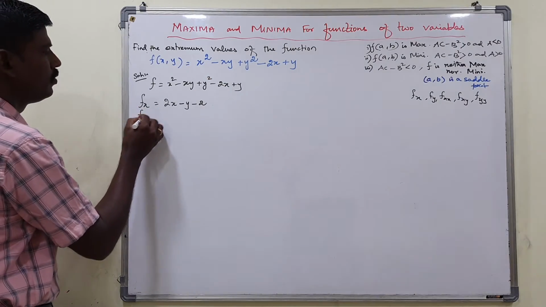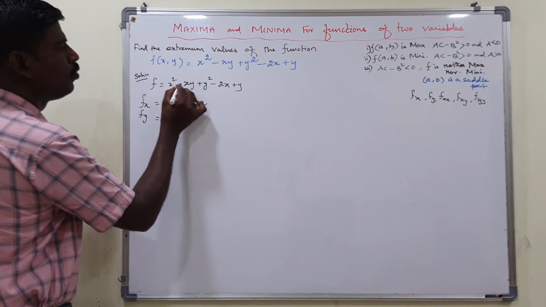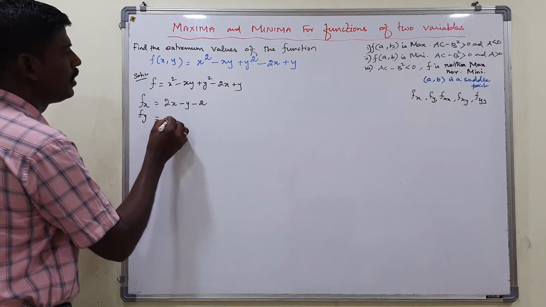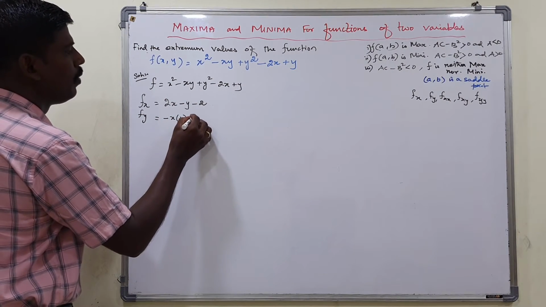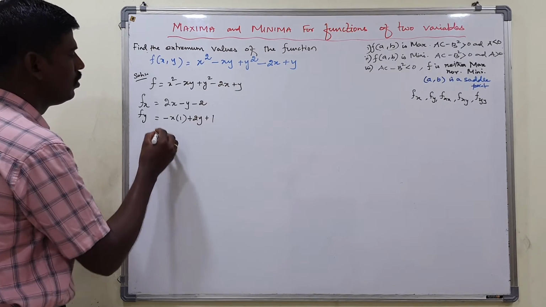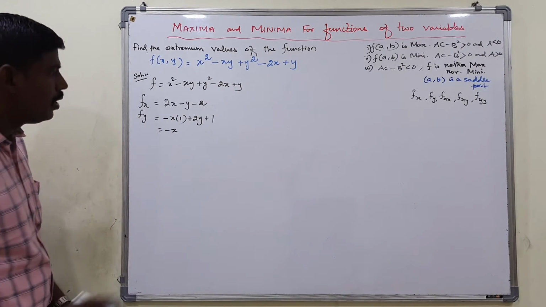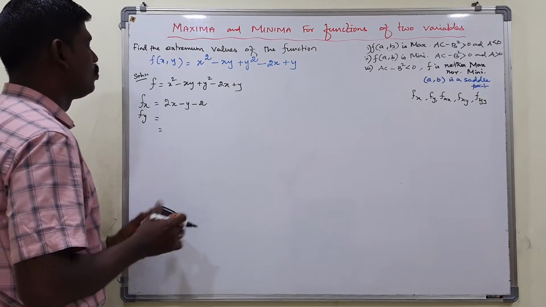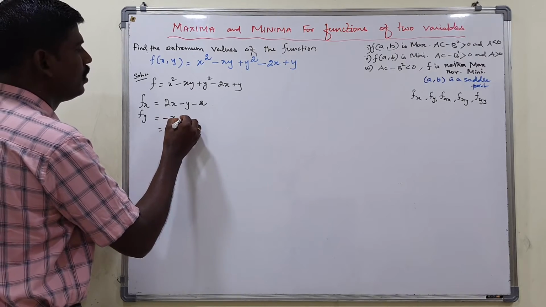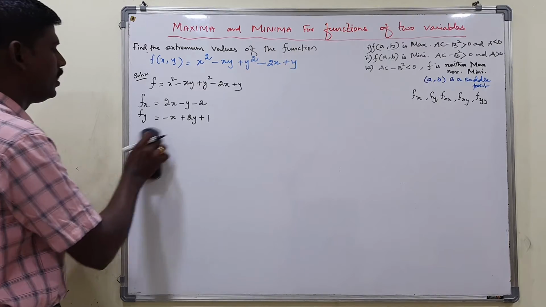What is fy? This becomes 0, y becomes 1, so -x into 1, plus 2y. This becomes 0, this becomes 1. So -x plus 2y plus 1. Okay, this is the value of fy.